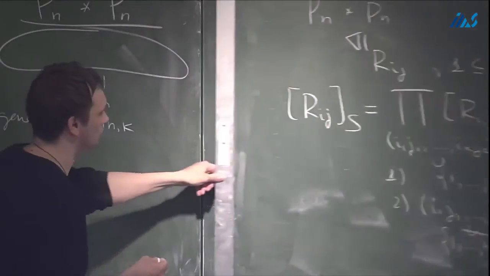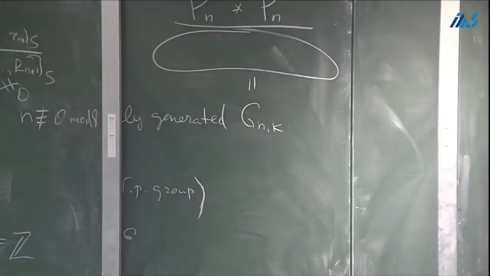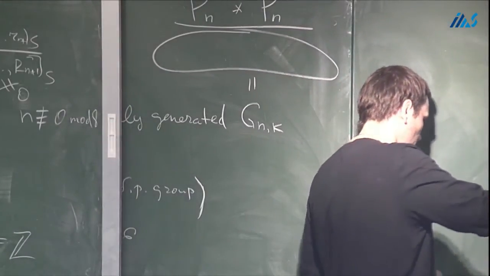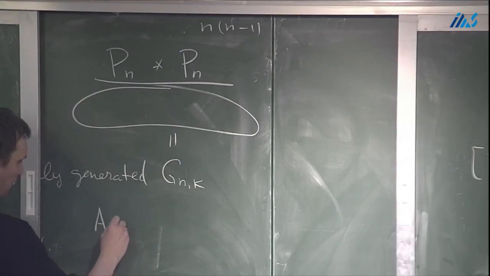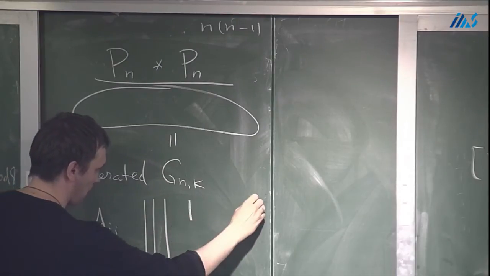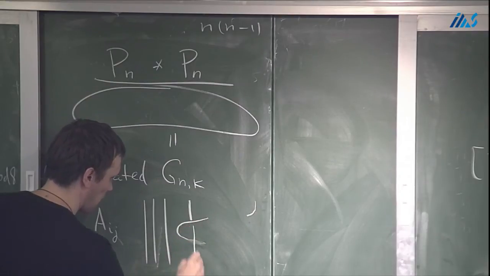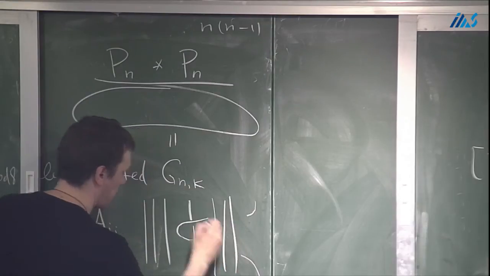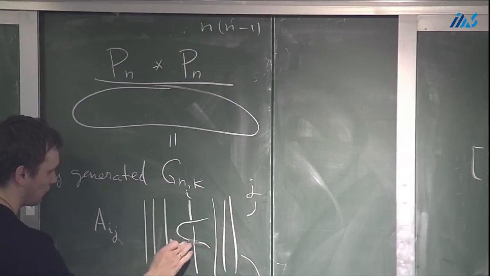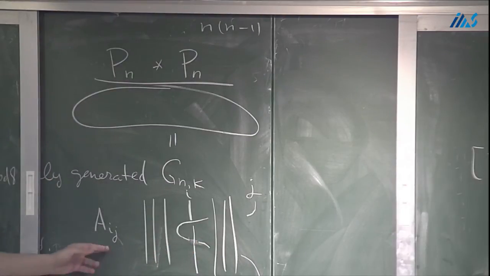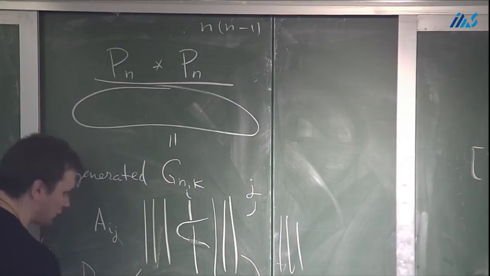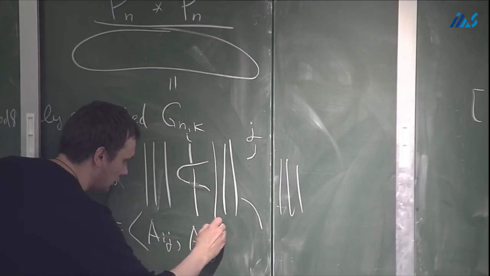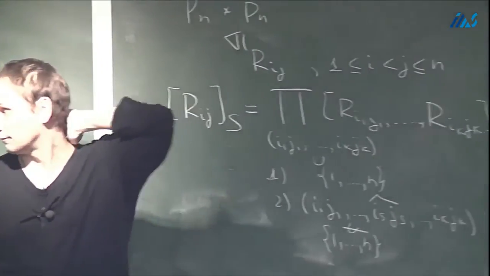And here, what we do for this group, we take standard generators of pure braid groups on n strands. They are numerated by A_ij, and are of this type, okay? And take a normal subgroup generated by these generators and their copies in the second copy of the braid group on n strands.